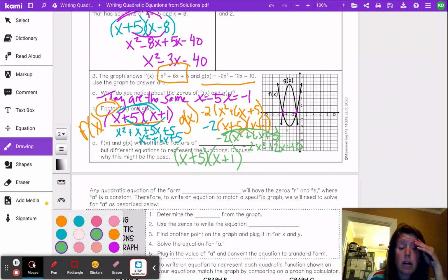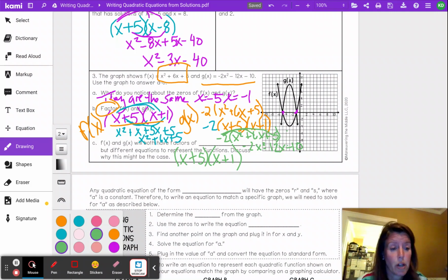And I've kind of talked about why they have different equations, but the exact same factors and the exact same zeros. They're different just because one has that leading coefficient that is negative. That's the only thing. Okay.